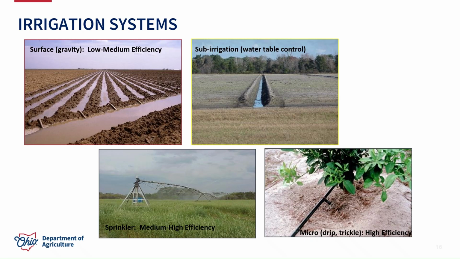the root zone. In the bottom left, we may have a sprinkler system such as a pivot that is going to irrigate the field with sprinklers, and we'll go through that in further detail here in the next couple slides. Or kind of the discussion today, the focus today is really those micro systems, and those can be called drip or trickle systems as well.